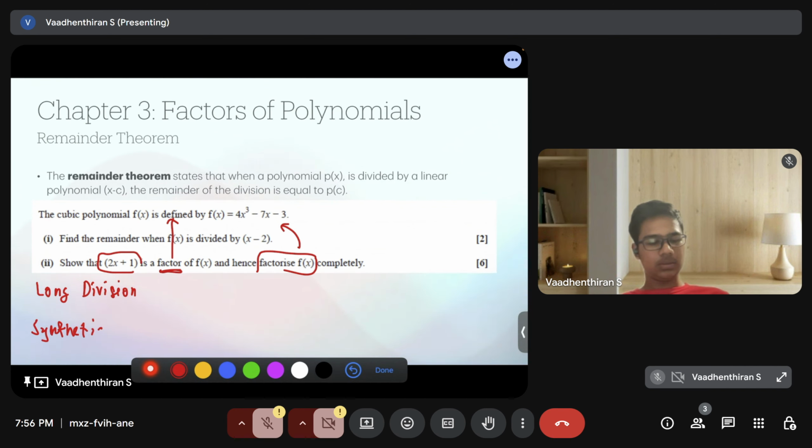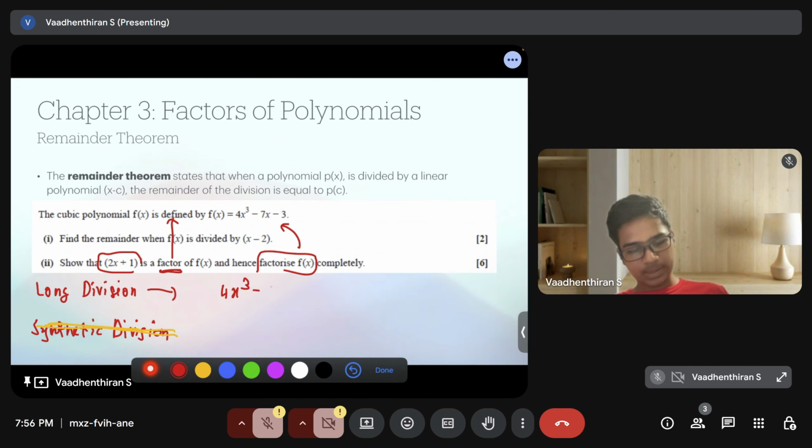Synthetic division. For the IGCSE syllabus, synthetic division has been removed in the latest syllabus. You only use the long division method to find the factorized form. So how do you do that? You need to do the long division as such.